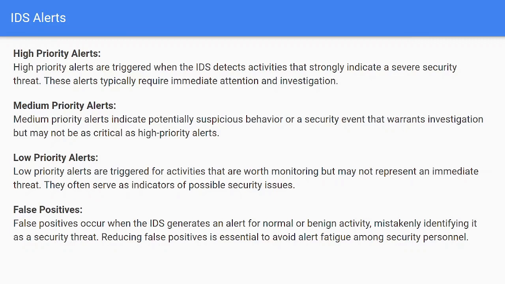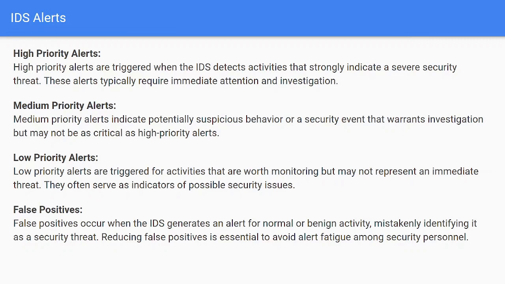So the next thing is false positive. False positive simply means that the IDS generates an alert for a normal activity, mistaking it as a security threat. So this happens when something that's supposed to be normal is flagged, and the IDS alerts the administrator, "Oh, come and see, this is a security threat," meanwhile it is actually not a security threat. So it's a false positive.